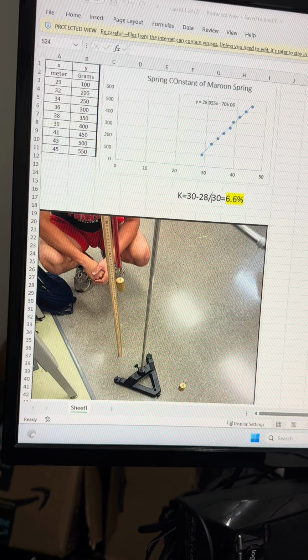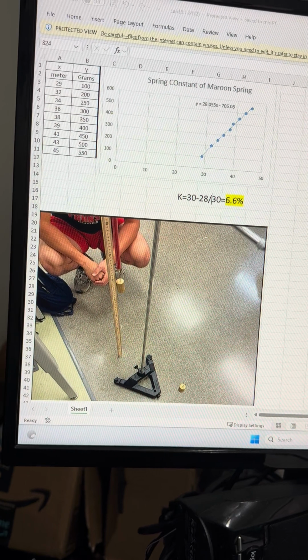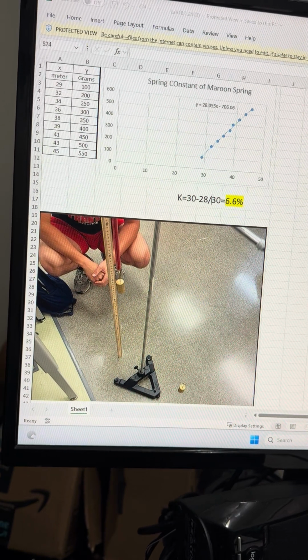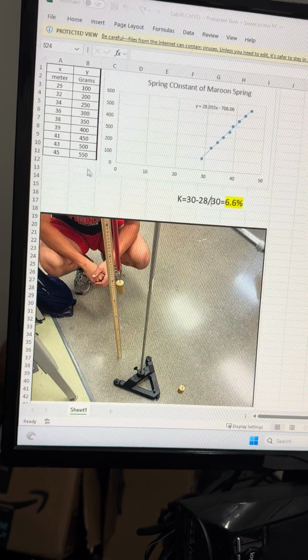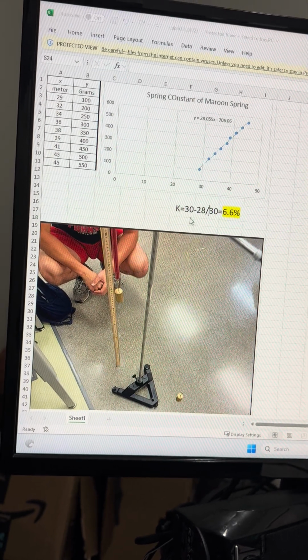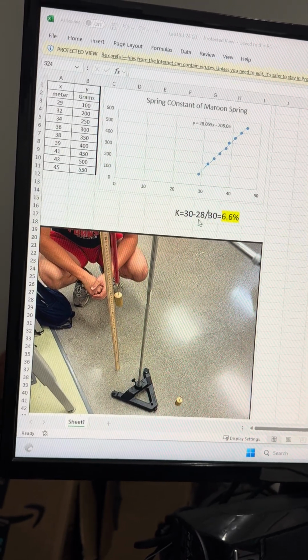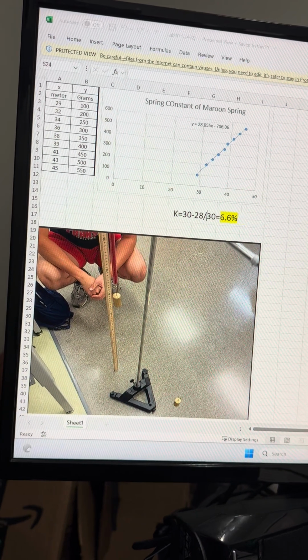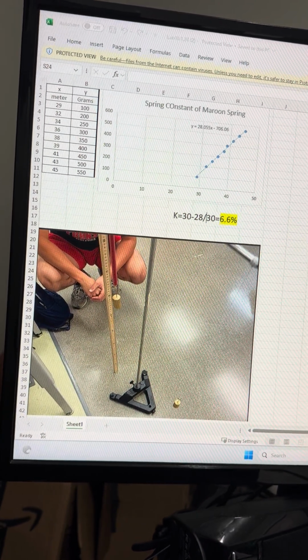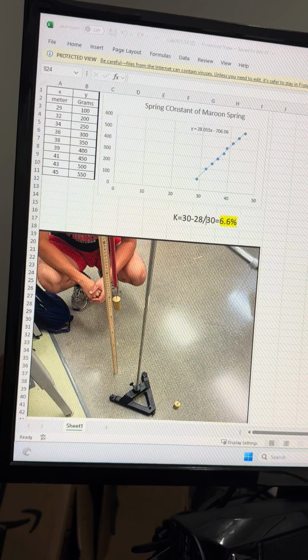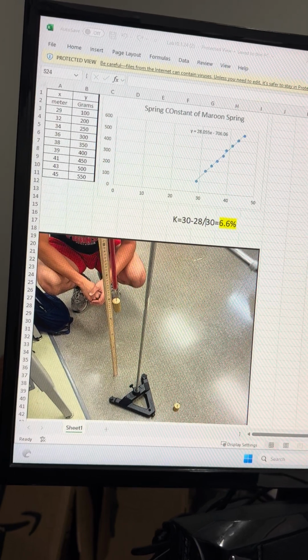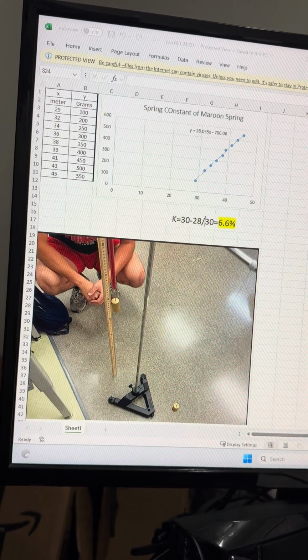So 30 divided by 28 divided by 30, which means our K of 30 divided by 28 divided by 30. What is that? Don't know. So we had to solve for K. So what do we use K for?